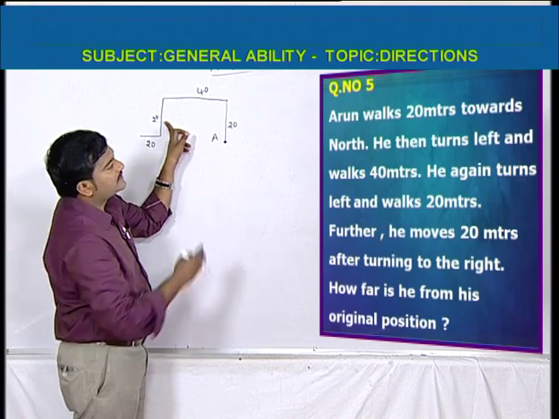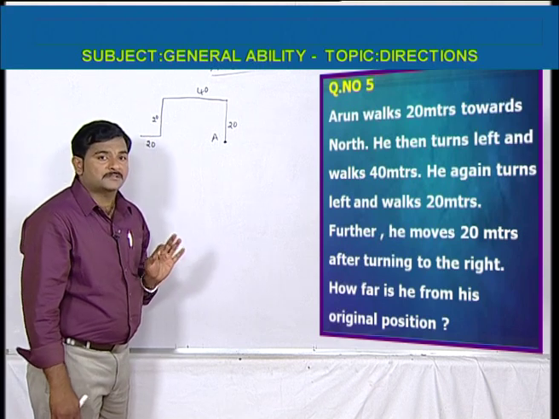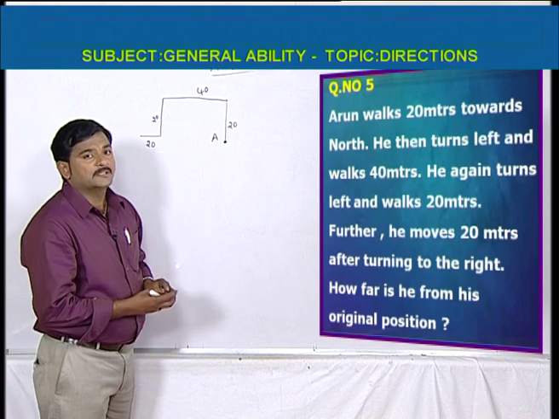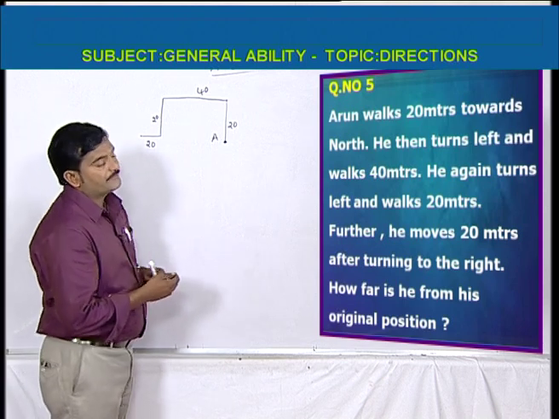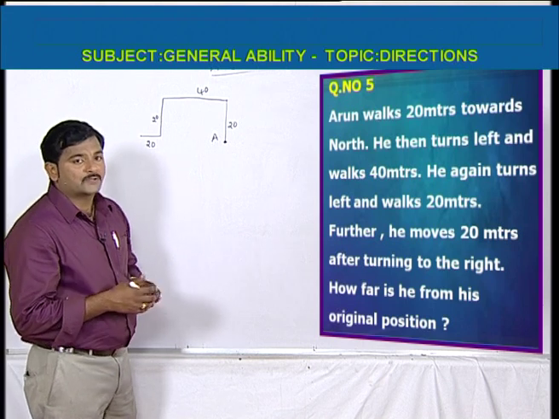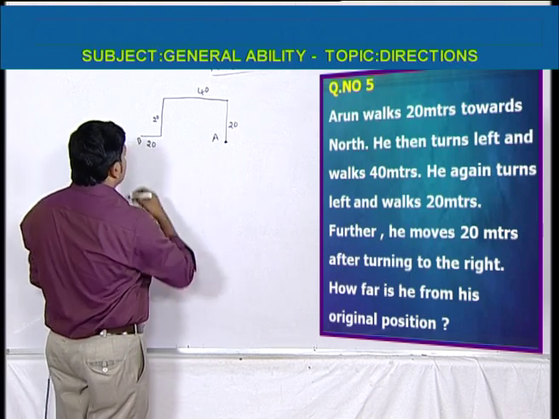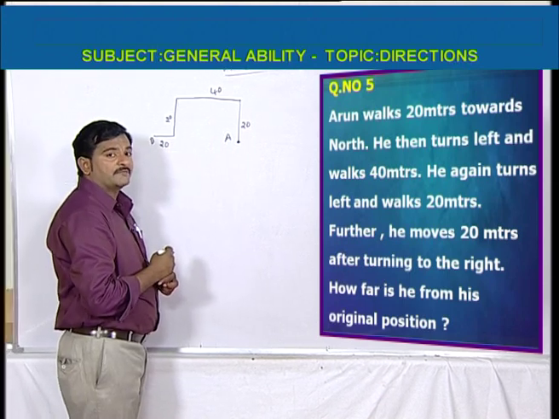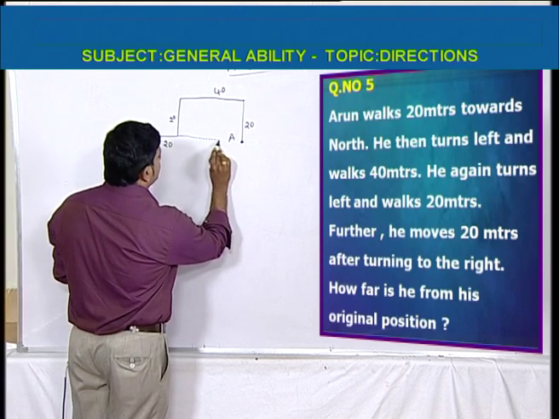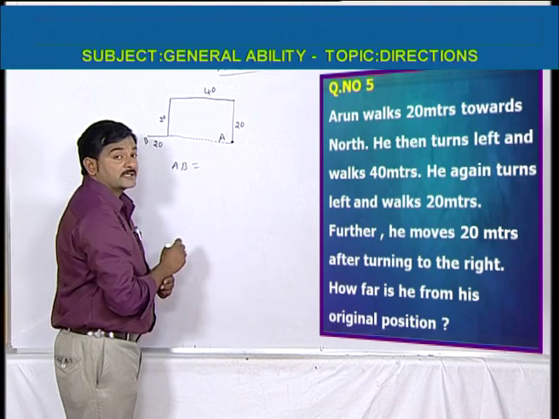So after that what he mentioned here? Next he turns right and walks 20 meters. So remember here left, whereas here right. Turns 20 meters. And what is the given question? How far is he from his original position? Original position. Now he is at A and reached B. We have to find out the distance between the initial point and terminal point. So this distance is AB, I have to find out.